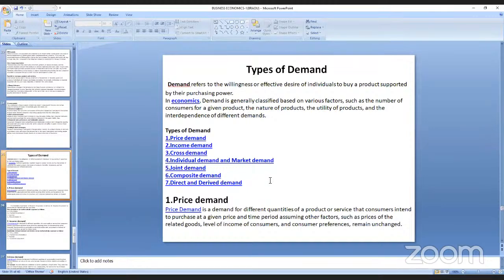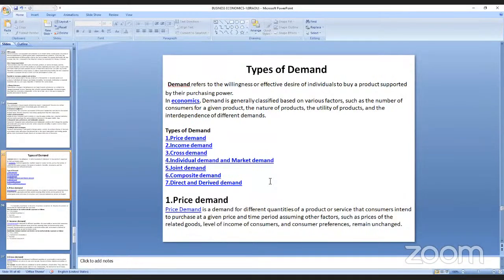Types of demand. Demand refers to the willingness or effective desire. Willingness: yes, I have to buy it. That is the demand of an individual to buy a product, supported by their purchasing power. So the product is supported by the purchasing power. In economics, demand is generally classified by various factors. That is, various factors it has.